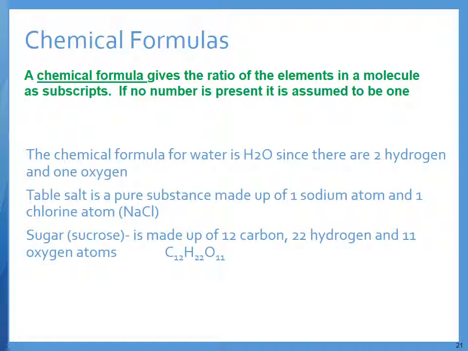Sucrose, which is sugar, is made up of 12 carbons, 22 hydrogen, and 11 oxygen, all stuck together, so C12H22O11. Glucose, you may know, is C6H12O6. So a chemical formula just lists them.